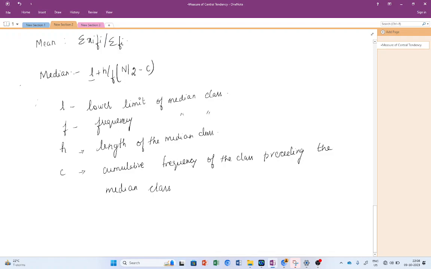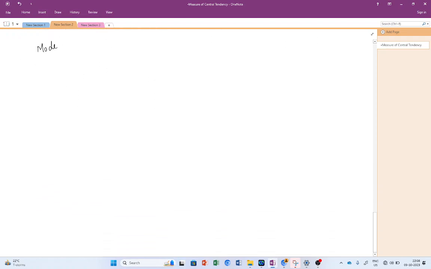Next one, mode. So mode, again you have a formula to find mode. Before finding the mode, you have to find what the modal class is. So after you find the modal class, this is the formula to calculate your mode.